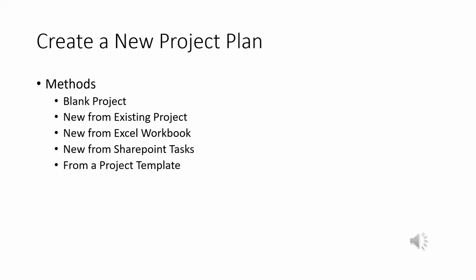First one is you go to File when you start the program, click on New and click on Blank Project, and you start in the Gantt chart that we showed before. Next one is to open an existing project, new from existing project. It'll open up that project and you can modify it. The third way is to import an Excel workbook. These are all Microsoft products, so they just kind of talk to each other, and we'll get into that later.